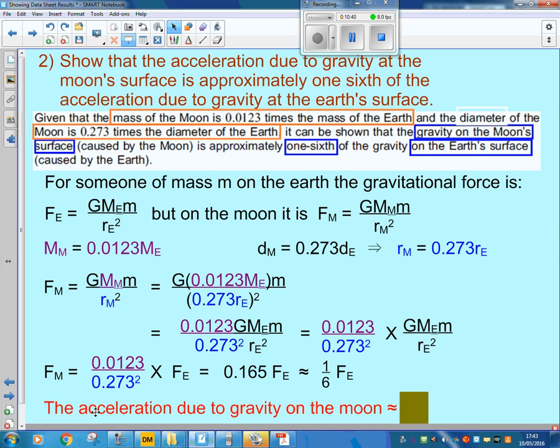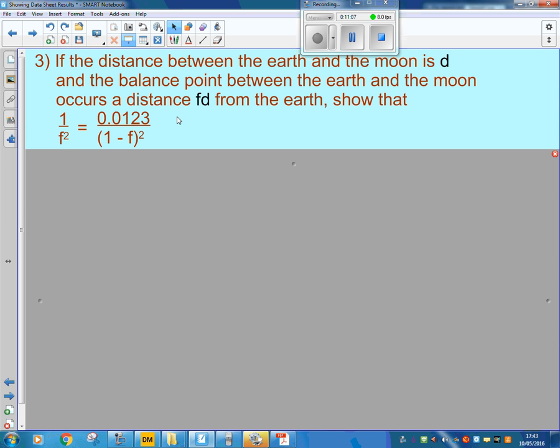So this is saying the acceleration due to gravity on the Moon is about 1/6 of g, because if the force is the same and the mass of a person is going to be the same in each case, because we're assuming the person on the Earth has got a spacesuit on, just the same as the one on the Moon, the acceleration due to gravity is going to be 1/6 as much. Let's look at the next one.